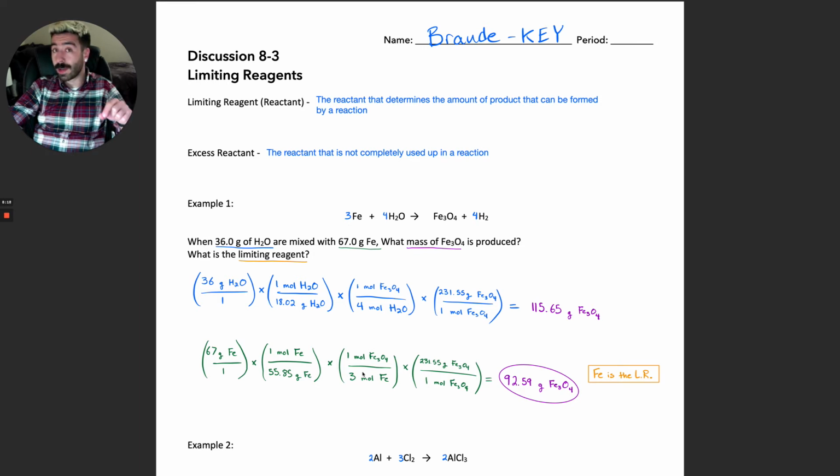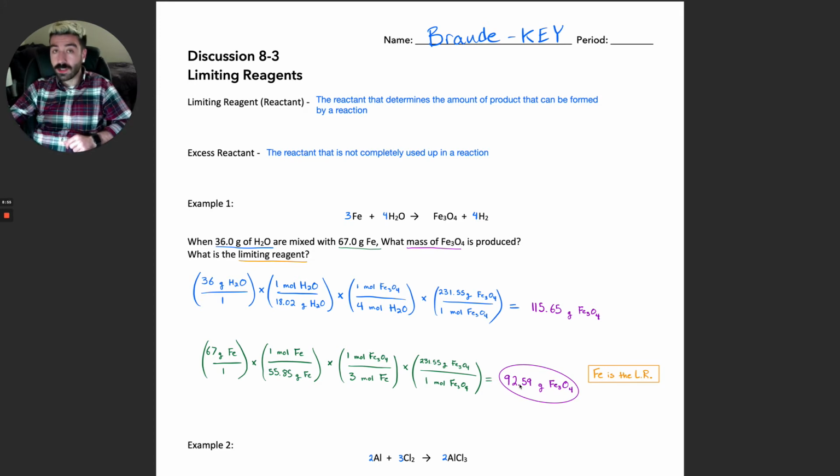Now I need to get to grams of iron oxide, and I use the molar mass of iron oxide, which I already used before, so I just use that same number. It's the molar mass, and I'm done. I multiply it out, and I get 92.59 grams of iron oxide. Now, obviously you're seeing the completed product. I wouldn't have circled anything yet. And I look, and I see that 36 grams of water can give me 115 and some grams of iron oxide, whereas 67 grams of iron only gets me 92.59 grams of iron oxide.